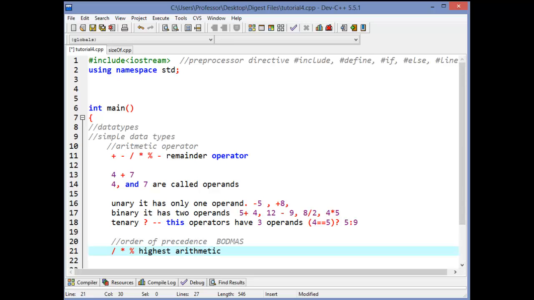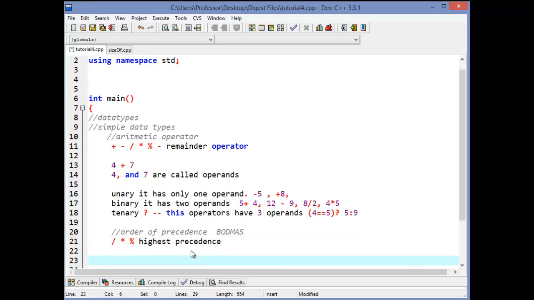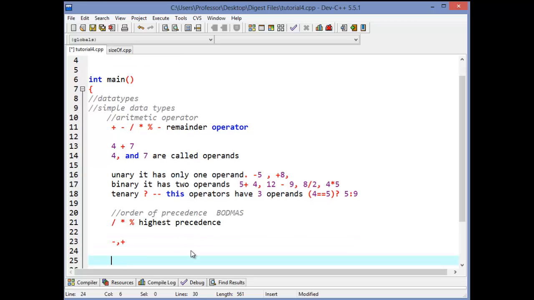I mean, they have the highest precedence. Is that okay? They have highest precedence. Then the subtraction and addition follows. Is that okay? Subtraction and addition follows. Now assuming we add our assignment operator, okay, I won't add that right now.